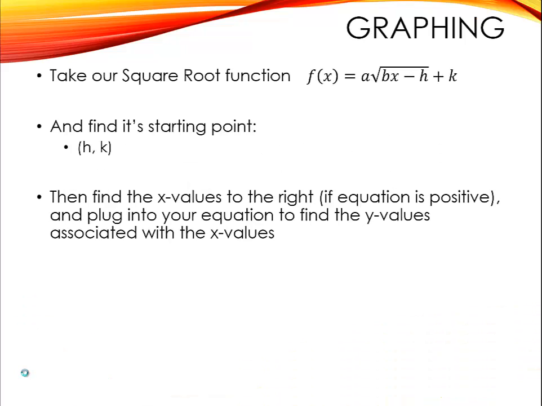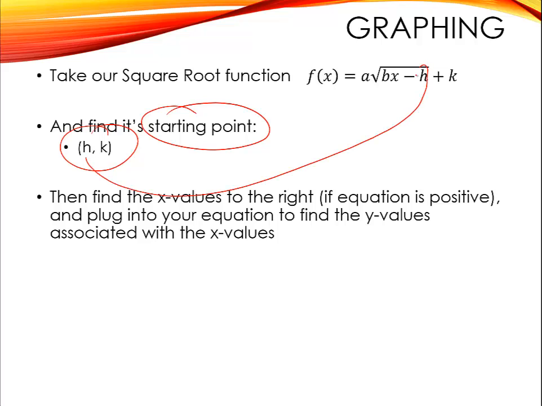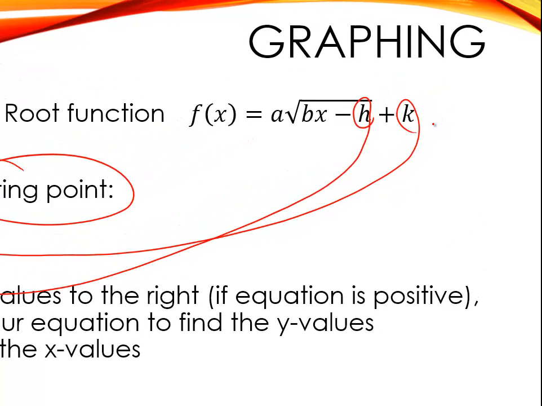Okay, graphing. So, first thing, take our square root function, f of x equals a times the square root of b times x minus h, plus k. After that, we need to find our starting point, which is going to be (h, k), taken from our h and taken from our k. Remember to take the opposite sign of h.